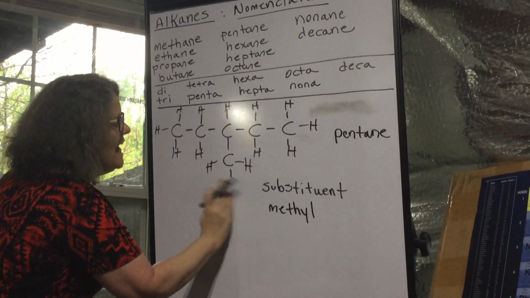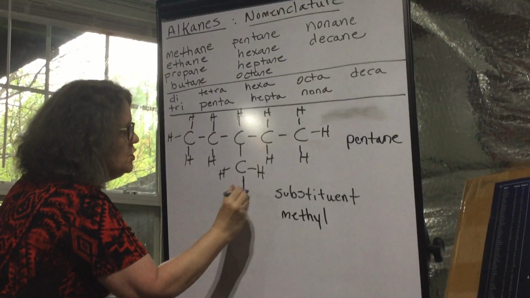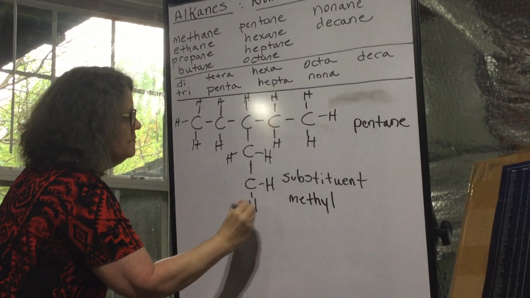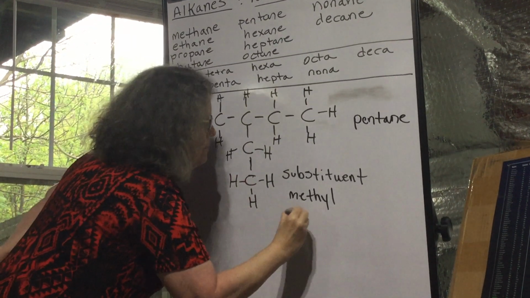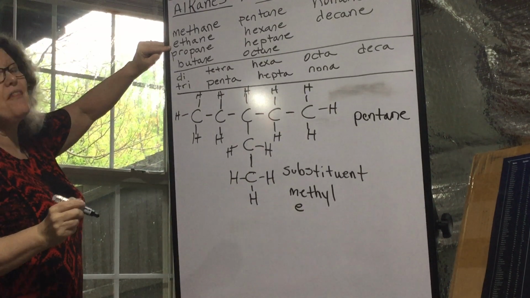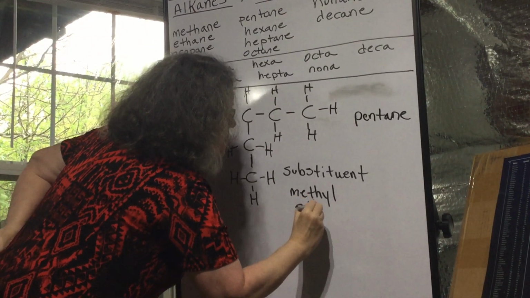Now, if I had a 2-carbon chain, it would be 2 carbons are ethane. This would be an ethyl group.